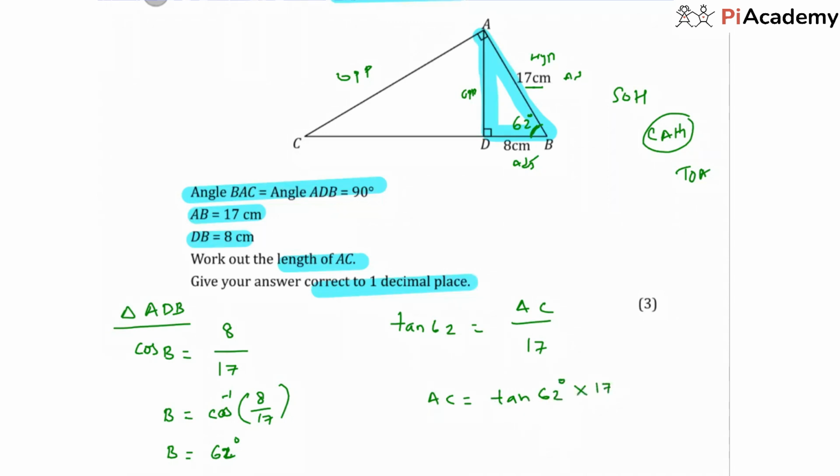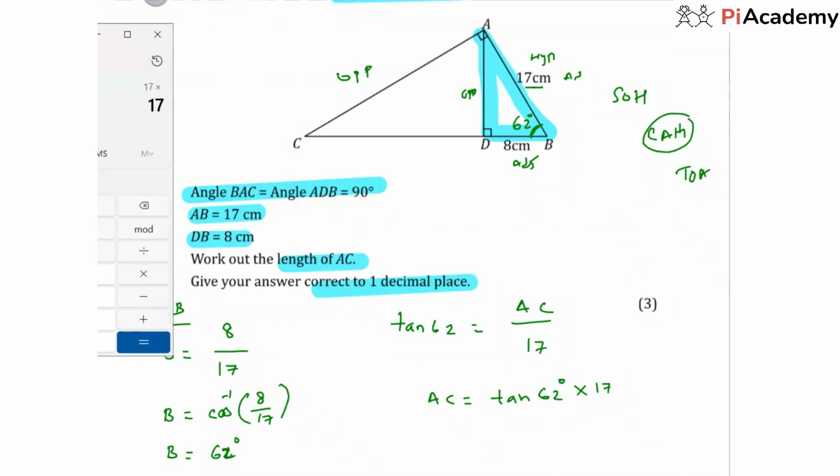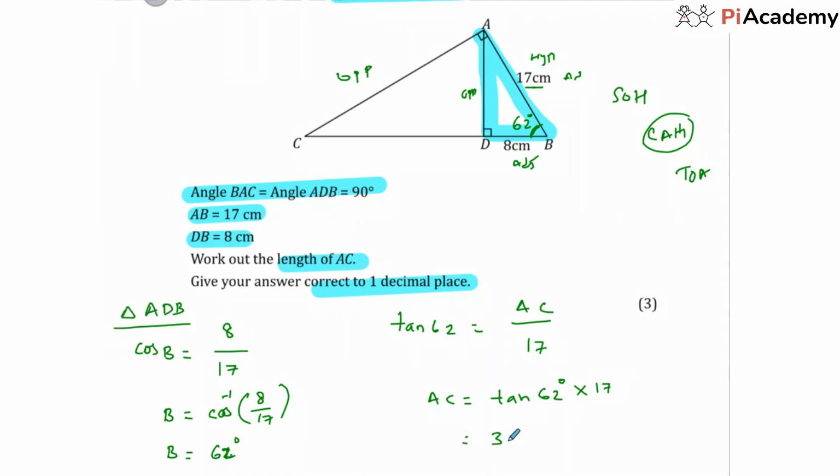Let's see using the calculator. 17 times tan 62 is 31.9 centimeters. So therefore AC is 31.9 centimeters. Do you see that? Any questions on this, guys?